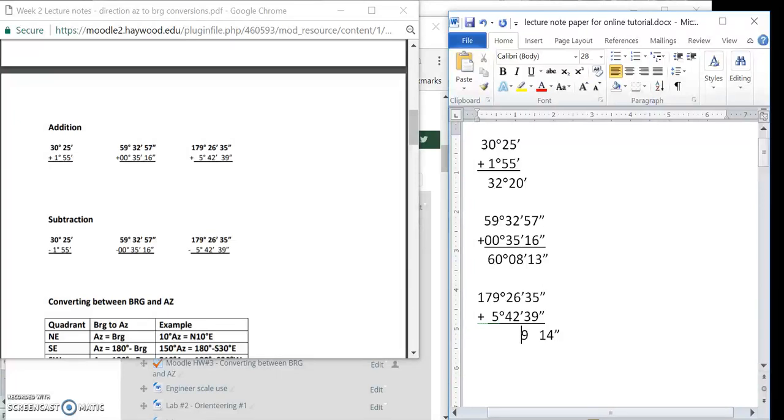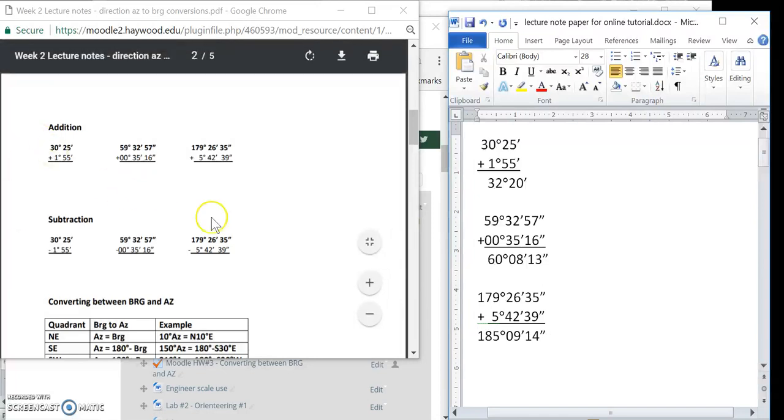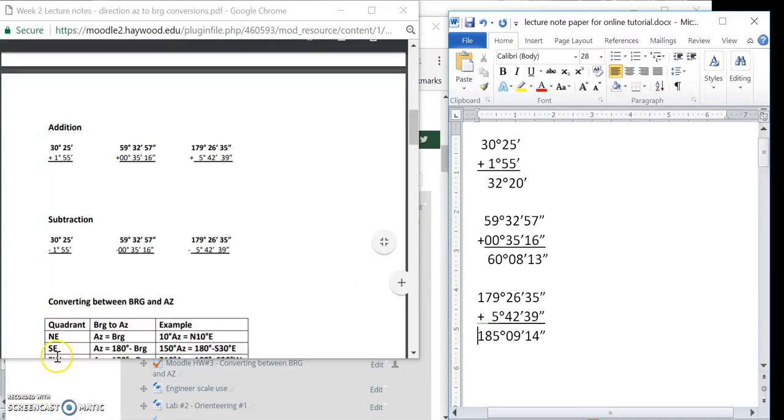I can only go up to 60, so I'm going to carry 1 over. 9 plus 1 is 10. That's 15, so I'm going to have 5 here. Carry the 1 over, and that'll be 18. So 185 degrees, 9 minutes, and 14 seconds. Okay, I'm going to take a break on that, and I'll see you in the next video.